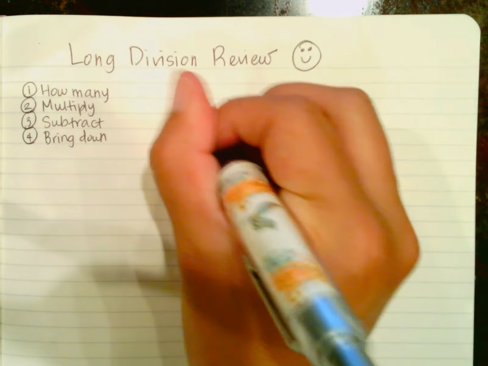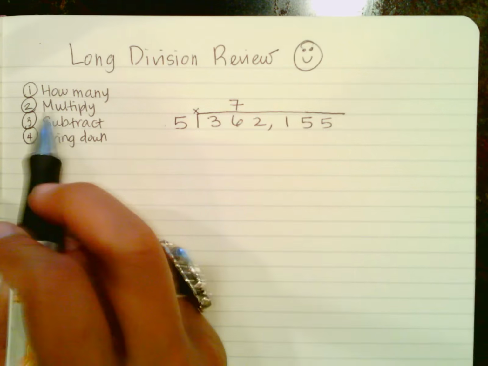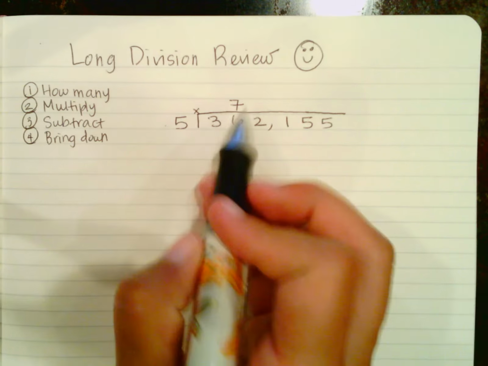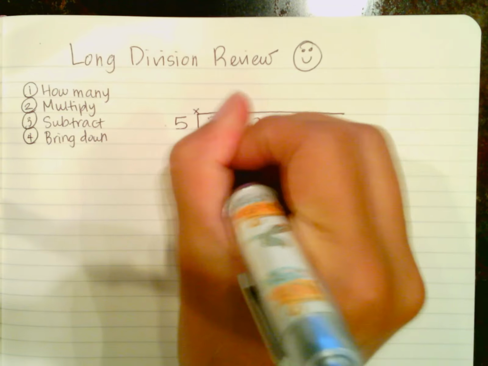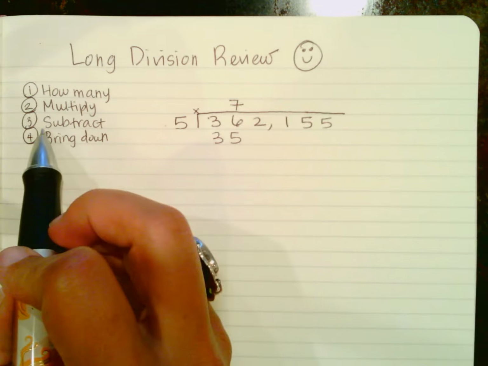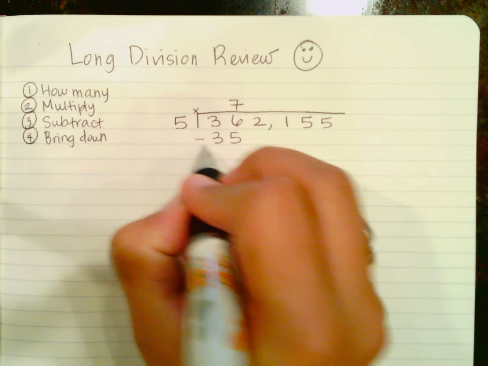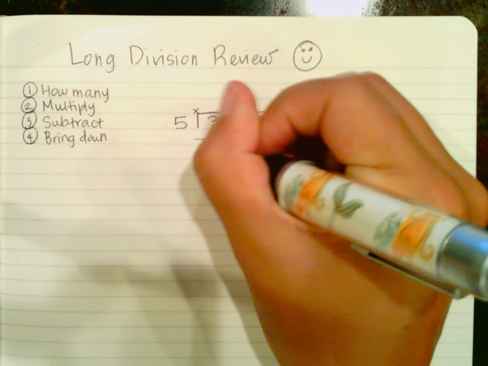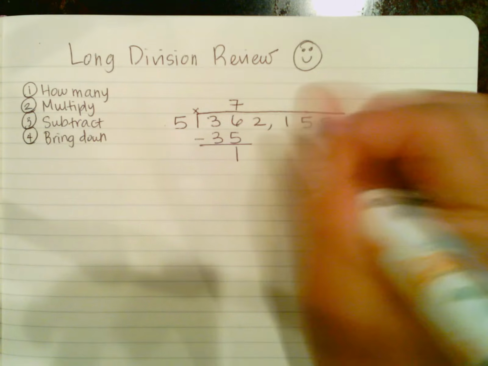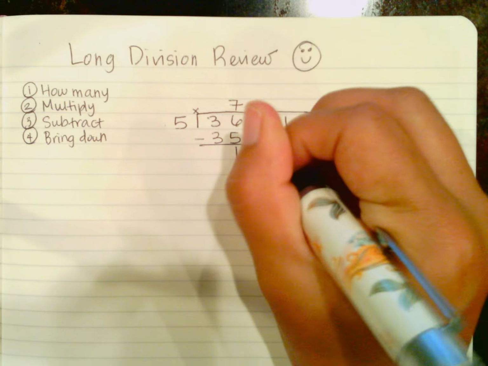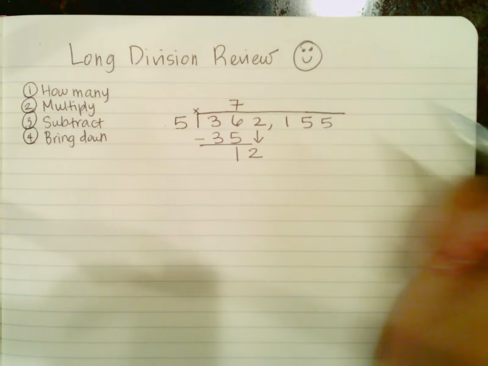And we're going to put a little multiplication symbol here because our second step is multiply. So 7 times 5 is 35. Our third step is subtract. Subtract this here. This is 1. This is 0. I'm just going to leave that blank. Fourth step, bring down. So we bring down our next digit. And now we start over.